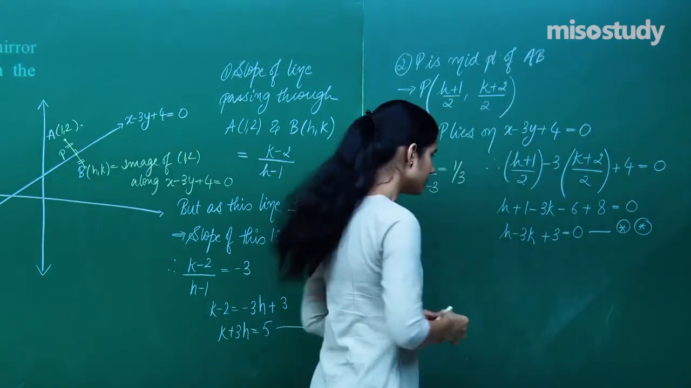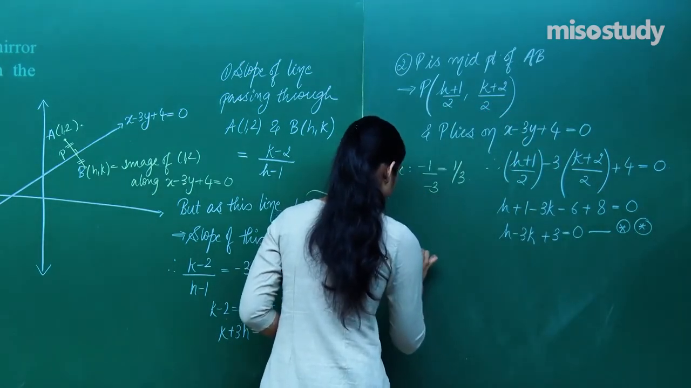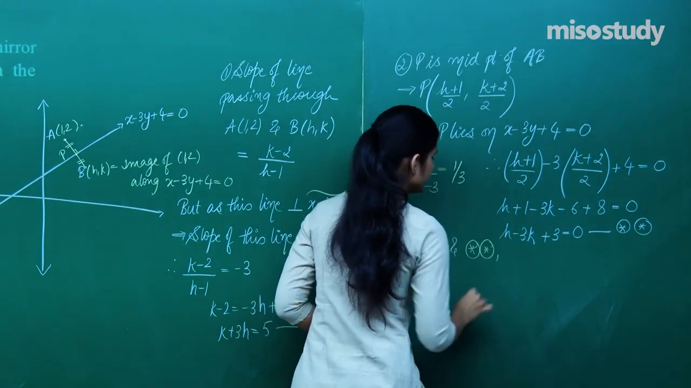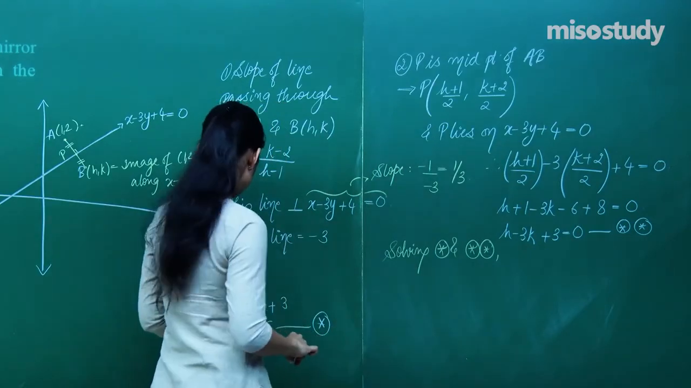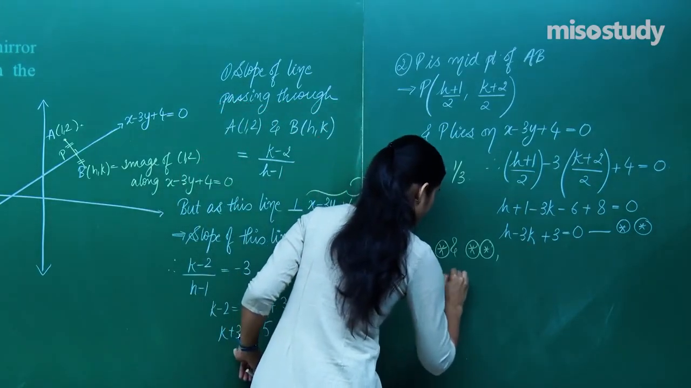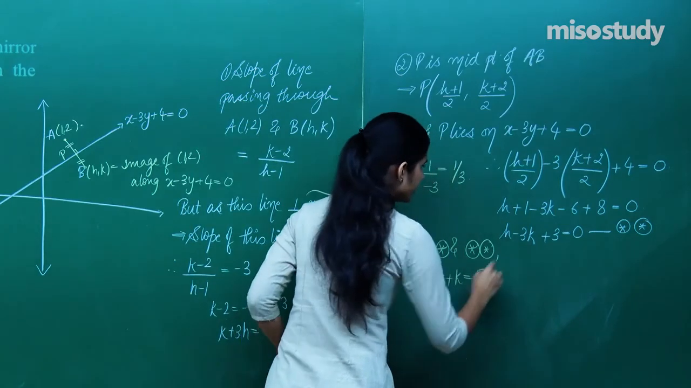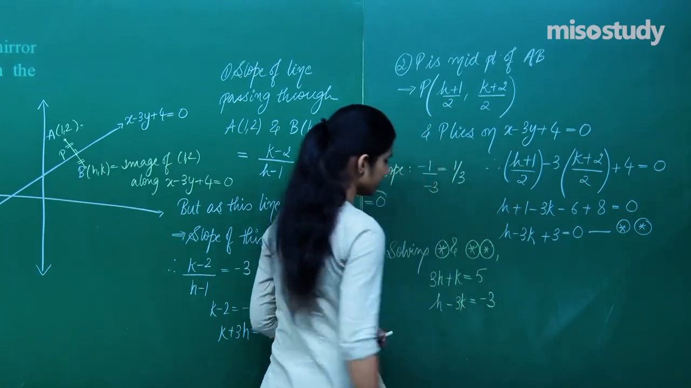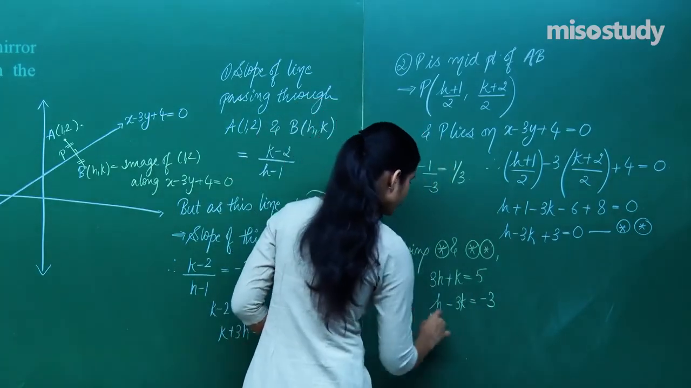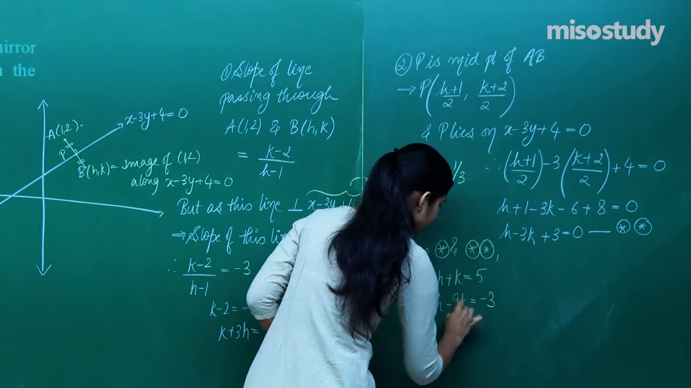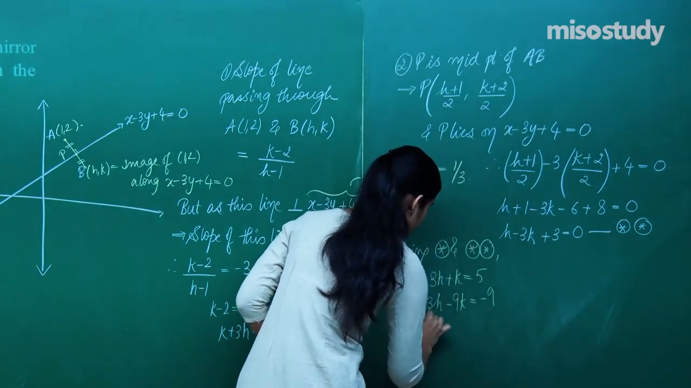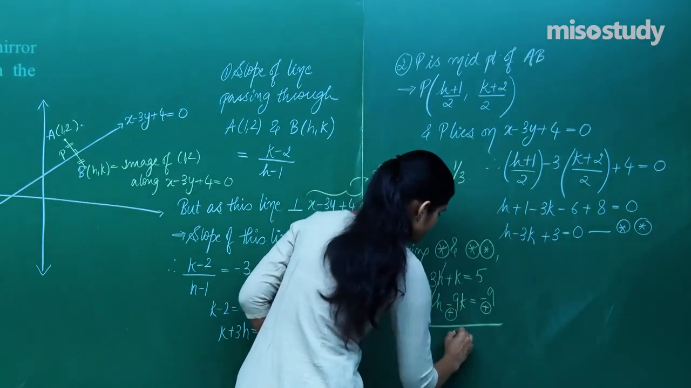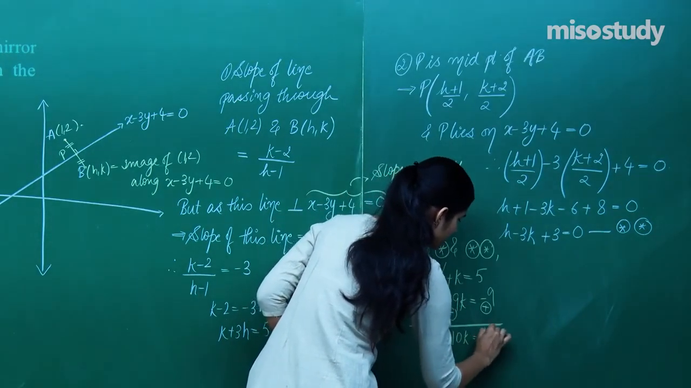Just solve star and double star. Solving star and double star, what do you get? This is 3h plus k equals 5, and this is h minus 3k equals minus 3. So you multiply throughout by 3, this will be 3, this will be 9, and this will also be 9. Now you subtract, what do you get? K plus 9k is 10k, this is 14.